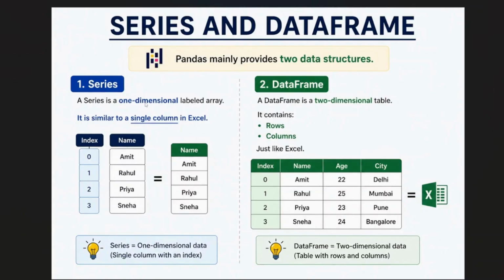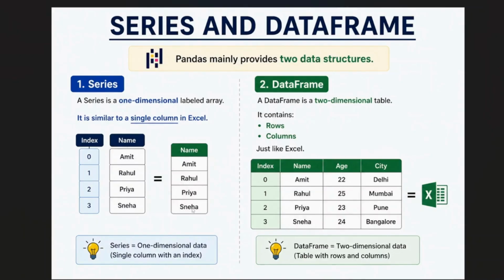Let's understand these two things. First is series. A series is a one-dimensional labeled array. It is similar to a single column in Excel, a single column like name or age. Don't count the index. Like this: name, Amit, Rahul, Priya.